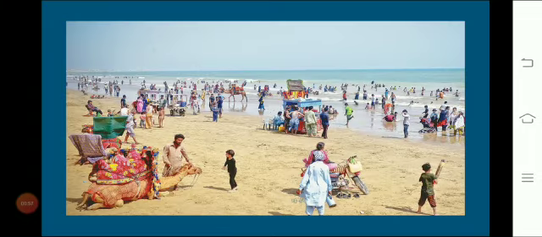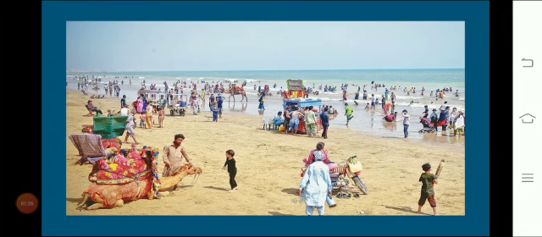Now, before starting the lesson, just have a look at this picture. I hope most of you are familiar with this place. Which place is this? Yes, it's a beach. And can you tell me what is a beach? Beach is the part of land which touches the seashore. There is lots of water. You don't have any danger to play here, to have a picnic over here.